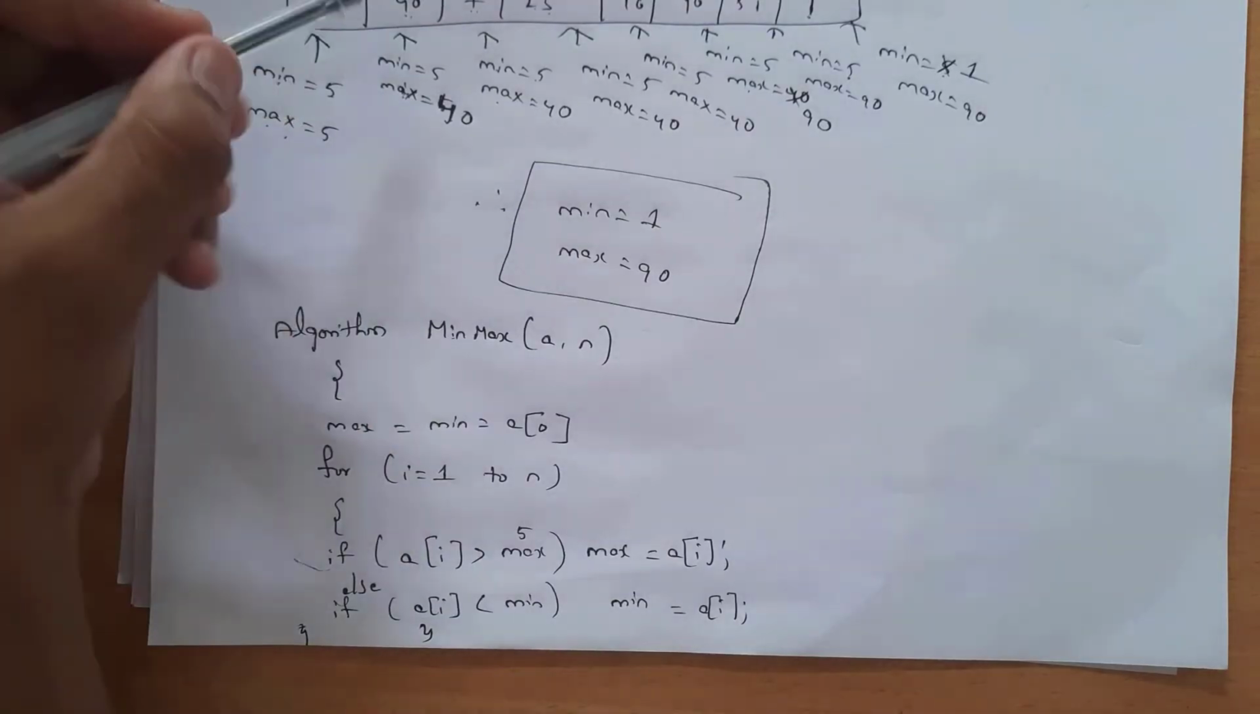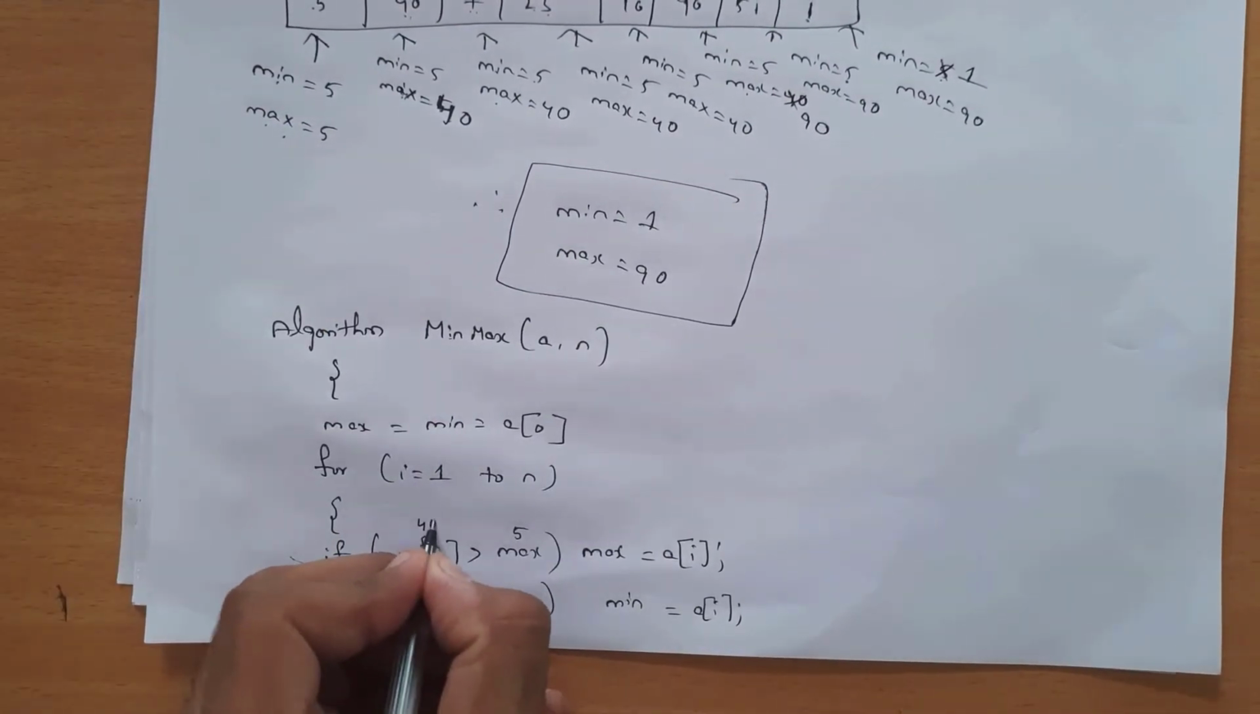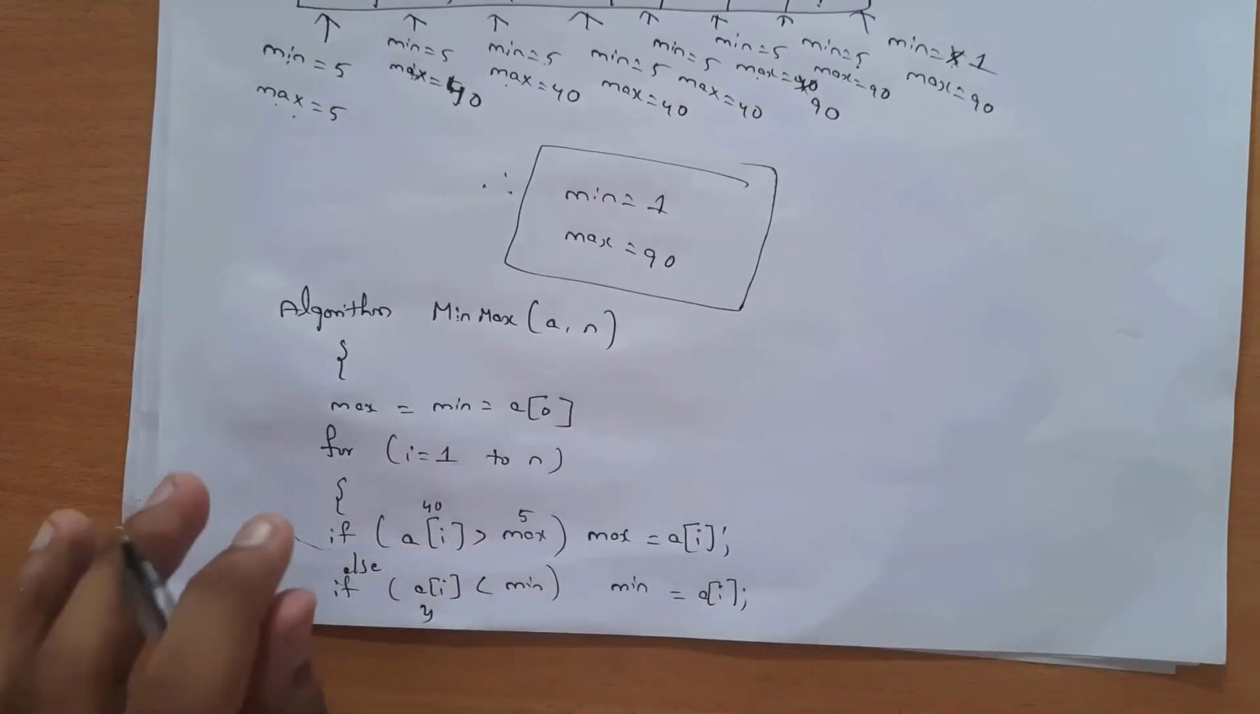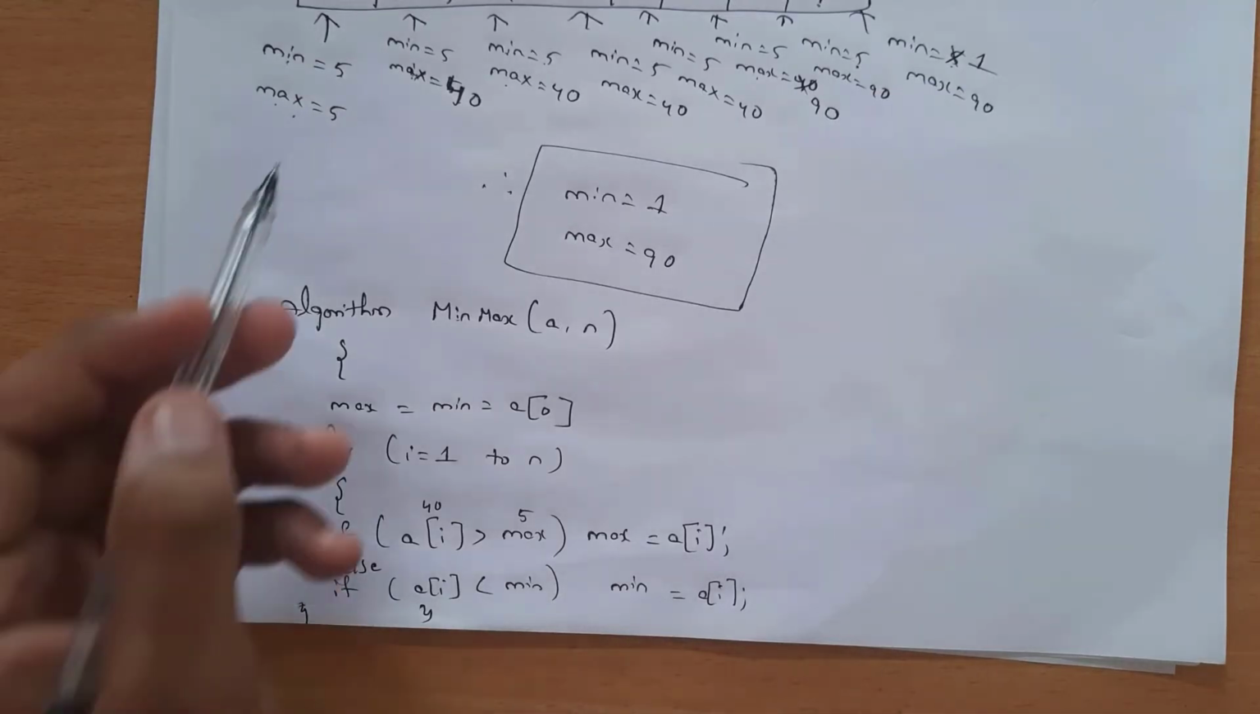For example, if you consider this element 40, initially the maximum element is 5, but here in a[1], the maximum element is 40. If 40 is greater than 5, then maximum element is equal to a[i]. So now we need to replace this 5 with 40.